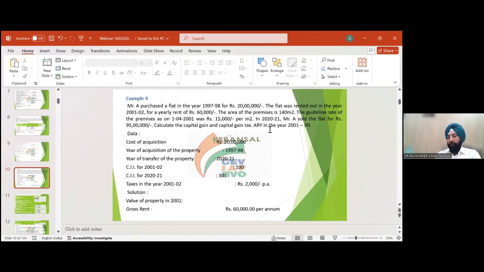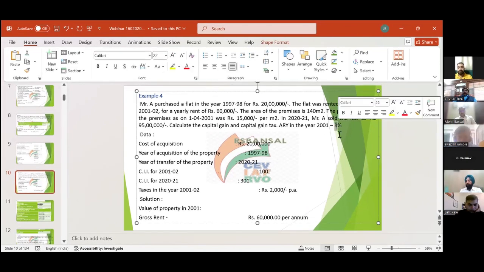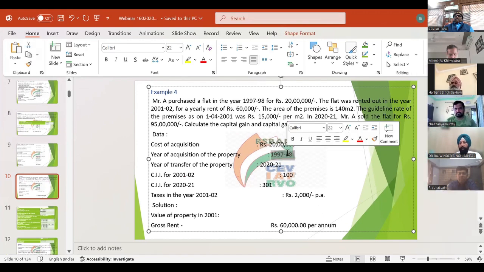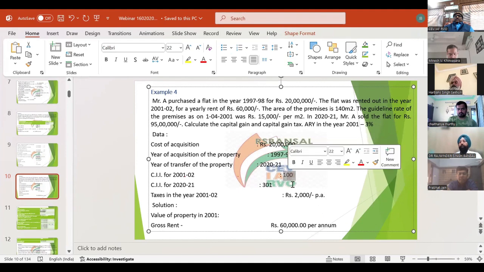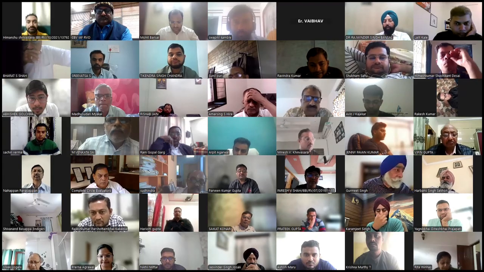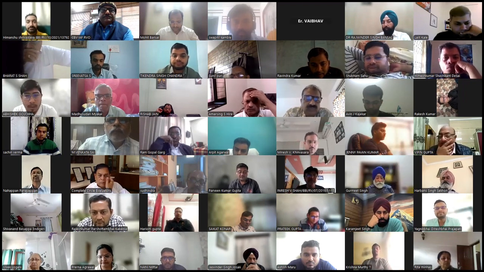Annualized yield was given in the year 2001 as 3%. This is given to you. So cost of acquisition is given to you, 20 lakh. Year of acquisition 97-98. Year of transfer of property 2021. Cost inflation index for 2001 is 100. For 2021 it is 301, and taxes is also given to you in the year 2001 as 2,000 per annum.